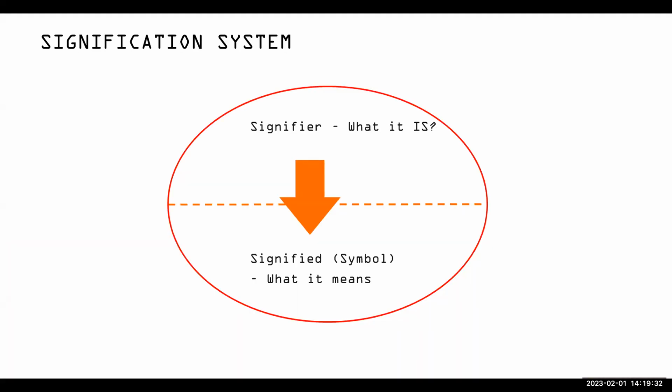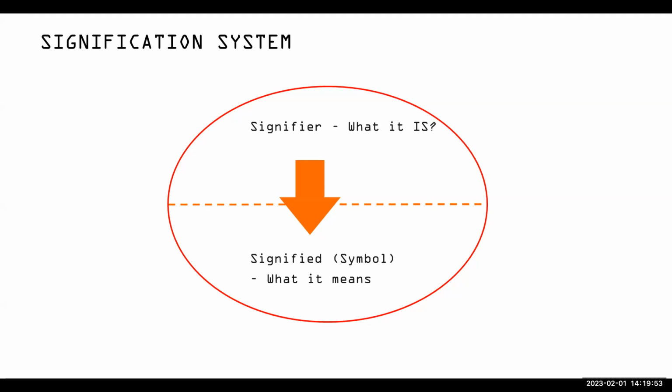Now, when we study semiotics, there are two parts to it. This is very literal semiotics, as in what the bookish semiotics is about. There is a signifier, what is, and there is a signified, what it means. So you break it down.